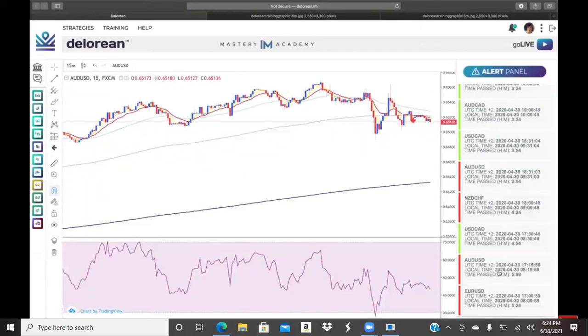Okay? So, speaking of new trades, let's discuss this one. Here's an example of another trade called short.